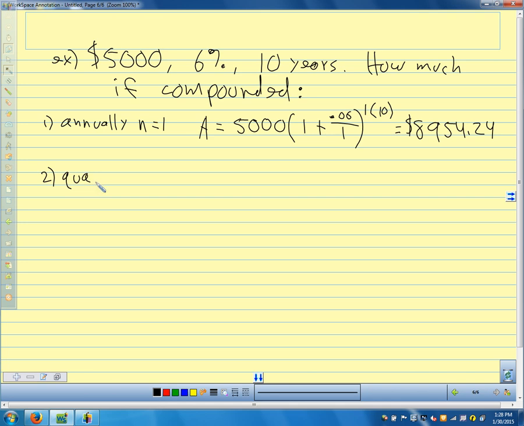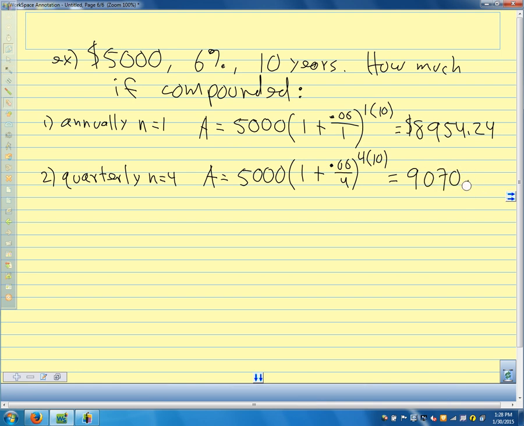Now we're going to do quarterly. N would be, how many compounding periods per year would we have here? 4. We end up with 4. So that's going to be 5,000 times 1 plus 0.06 over 4, to the 4 times 10 power. If I calculate that out, $9,070.09. So a little bit better, compounding quarterly.